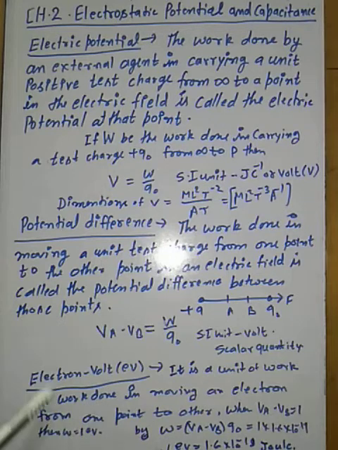Now there is a simple term electron volt, EV. It may be represented by symbol EV. What is electron volt? Actually it is a unit of work. Electron volt is also a unit of work. It's the work done in moving an electron from one point to another point.